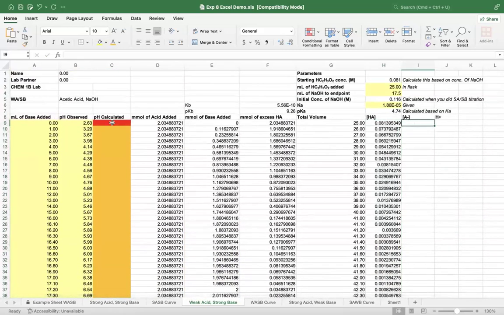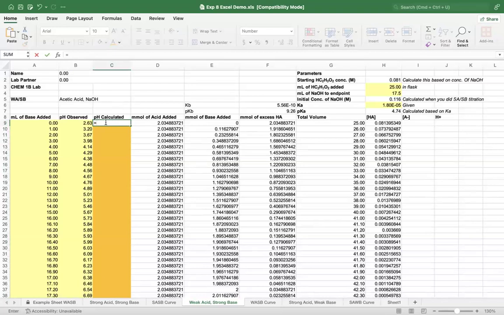So let's see what this equation for pH calculated is going to look like. I'm going to get rid of the color here just so that it's easier to see. All right, equals. Now, I'm going to build this from the ground up, so we're going to have to go back and insert negative log, unless you are okay with me putting that in at the beginning, but I kind of want you to understand what we're doing. So we want to know what x is in that equation of Ka equals x squared over HA minus x.